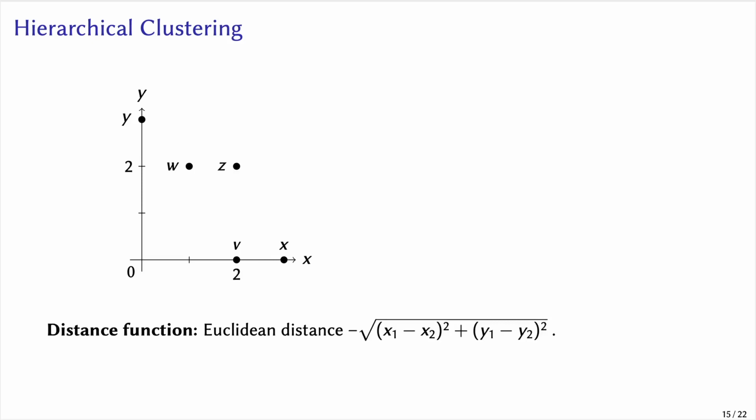Let us consider this example of points on a plane, and let's say we want to cluster them according to the Euclidean distance. While the Euclidean distance gives us a measure of the distance between objects, it does not give us a distance between clusters, so we need a so-called linkage criterion. Let's use the single linkage criterion.